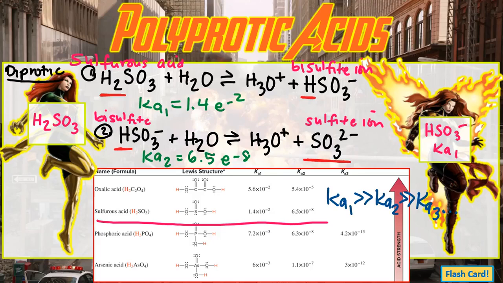Now that we have an idea of strong acids, weak acids, and their equilibrium calculations, we can add another layer of information, folks, and that is polyprotic acids. So poly is going to mean many, and protic means proton. This means you're going to have acids that have more than one ionizable proton, okay, folks?